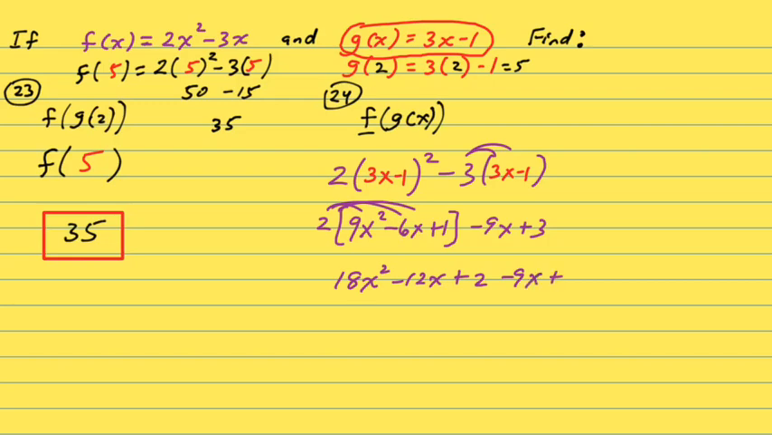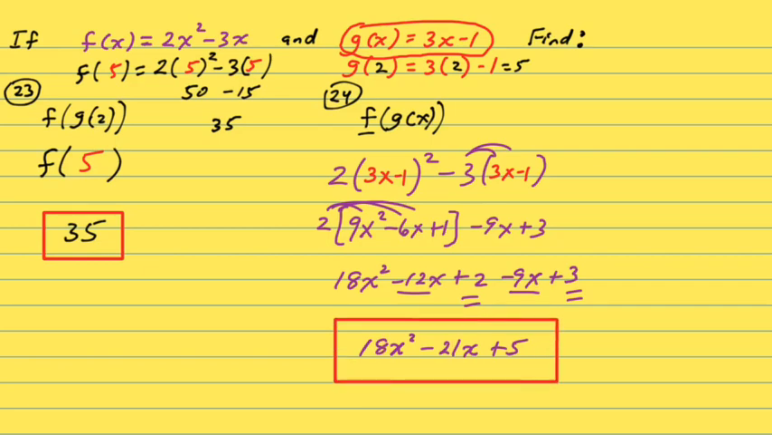Then you still have minus 9x plus 3. So what do I end up with? 18x squared, what's negative 12x and negative 9x? I think it's negative 21x. 2 and 3 combine to give me 5. And that's what f of g of x should equal for 24.